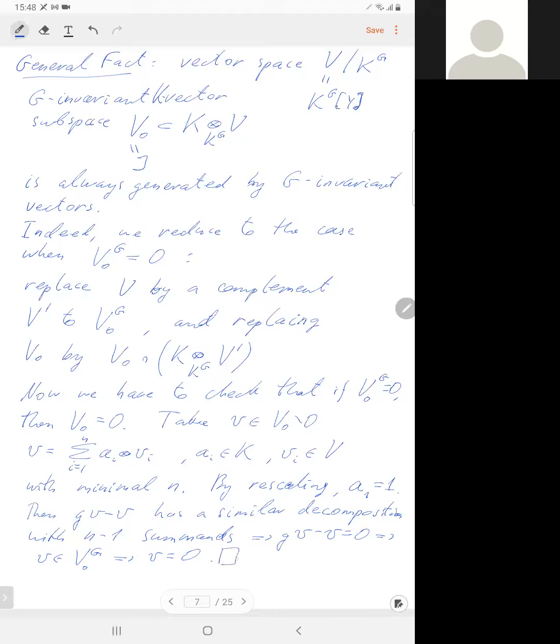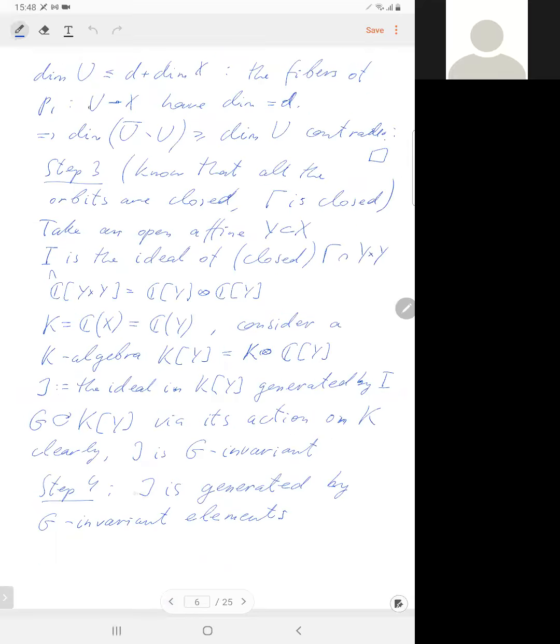Okay, so this general fact is proved, and what did we need it for? To prove that the ideal J is generated by G-invariant elements. Okay, now we know this. Fine, so we can go to the next step, step 5. And we know that Y was an affine algebraic variety, so the ring of functions on it is Noetherian.